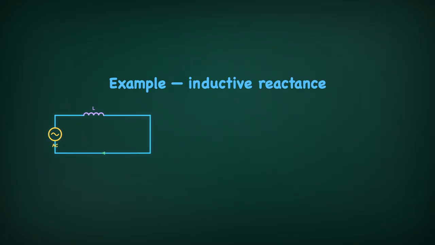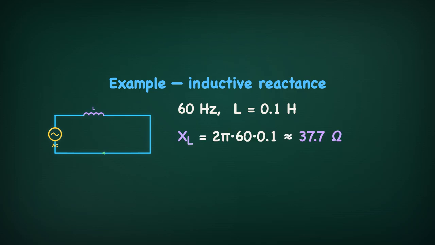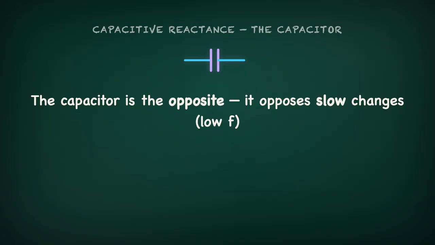Let's put numbers on it. A 60 Hz source and a 0.1 Henry coil. XL equals 2 pi times 60 times 0.1. That comes out to about 37.7 ohms. Now double the frequency to 120 Hz, and the reactance doubles to about 75 ohms. Reactance follows frequency.